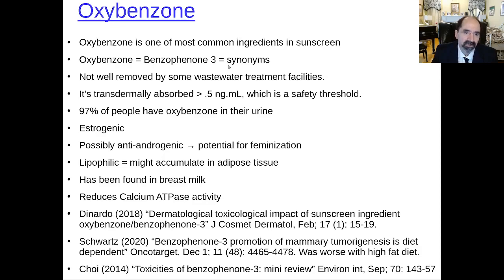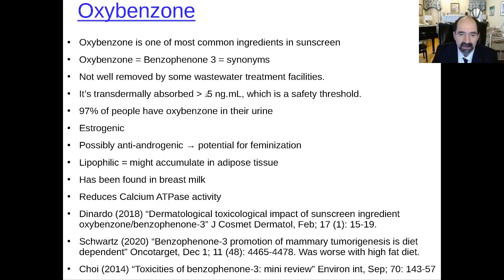Those are synonyms. It's not well removed by wastewater treatment facilities such that it could be in someone's drinking water. It's transdermally absorbed, as we spoke about, as are most of these estrogens. And it's even absorbed. There was a JAMA paper, Journal of the American Medical Association, that not just oxybenzone, but several other sunscreen chemicals are absorbed in relatively surprisingly high amounts, especially oxybenzone. 97% of people in one study, they all tested positive for oxybenzone in their urine.